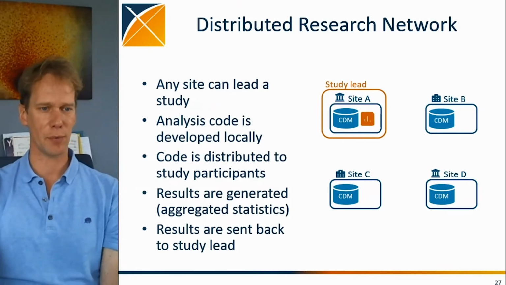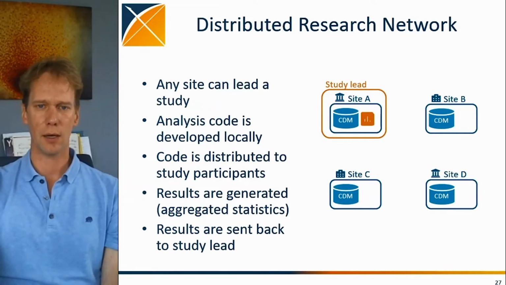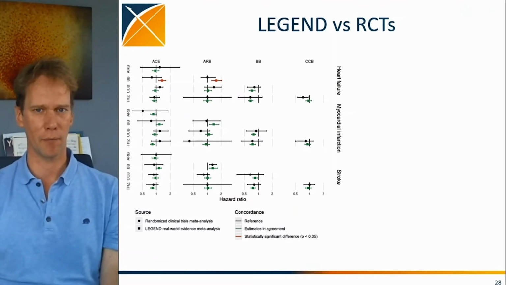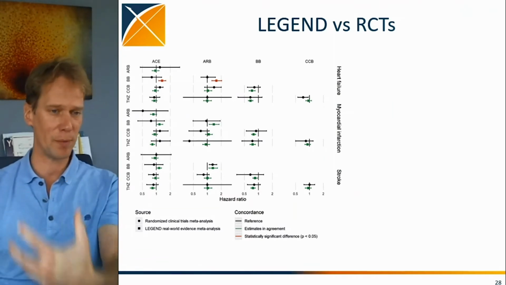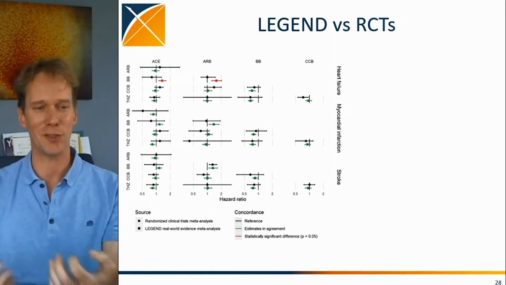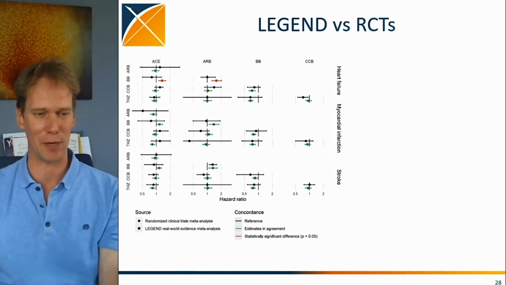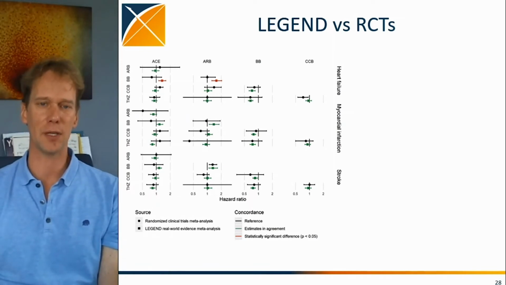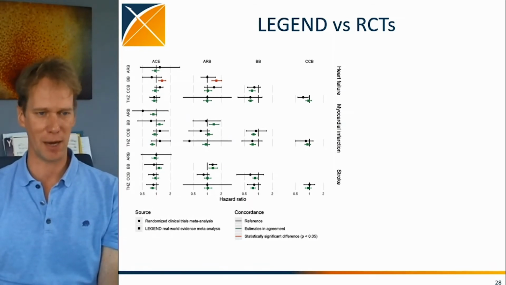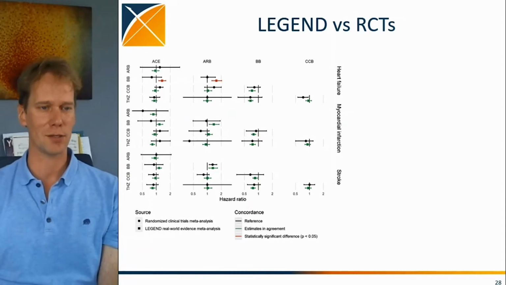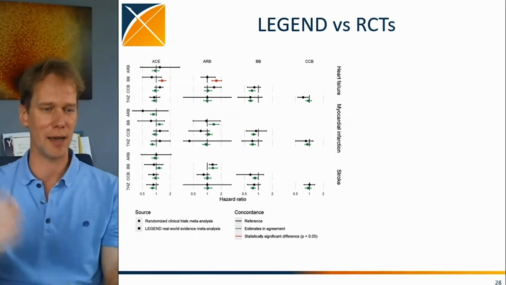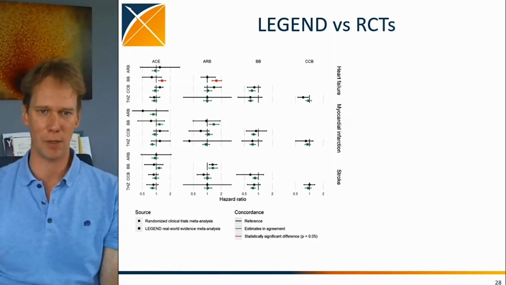So those are the LEGEND principles, and to get an idea of how well this works, we've done this comparison because we believe that the reason why we have these principles is we want to generate reliable evidence, and to see whether we've actually succeeded in that, one of the things we did is we compared the results coming out of LEGEND to meta-analysis of randomized trials. And meta-analysis of randomized trials is considered the highest level of evidence that we can have in the medical domain.